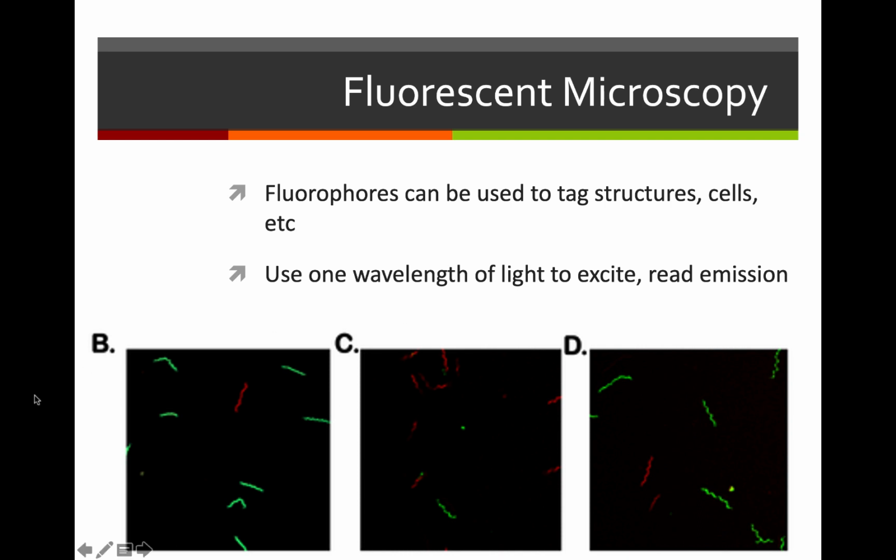So for example, these are images I actually took during my PhD with fluorescence microscopy. These are spirochetes. This is Borrelia burgdorferi. We did what's called a live dead stain. So cells that are alive are tagged with a green fluorophore. Cells that are dead are stained red. And so you can see the contrast here.